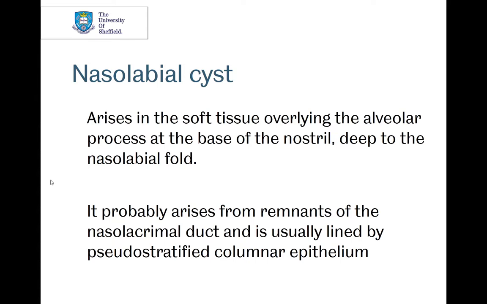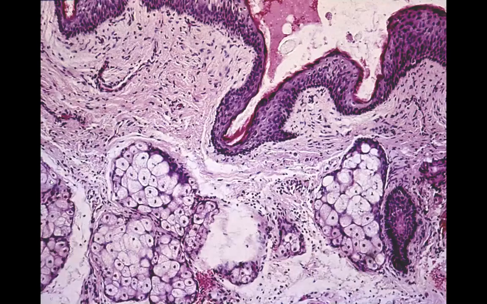The lining is usually a pseudostratified columnar epithelium, that respiratory type of epithelium. And here we see an example, a lining which has keratinized epithelium and some underlying skin as well.